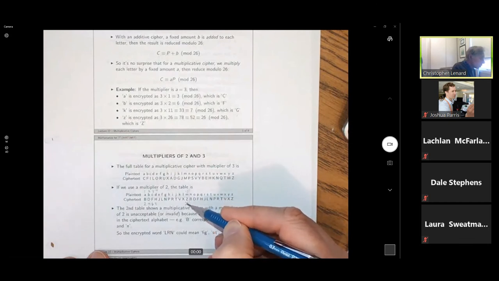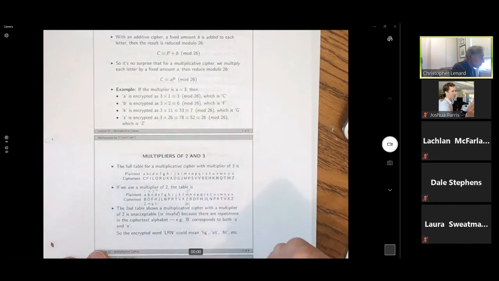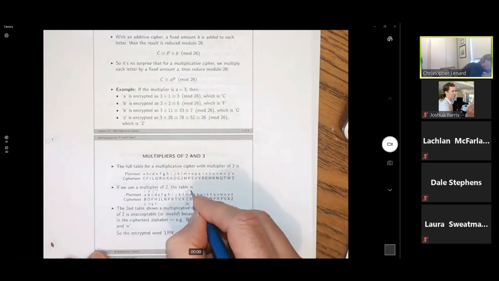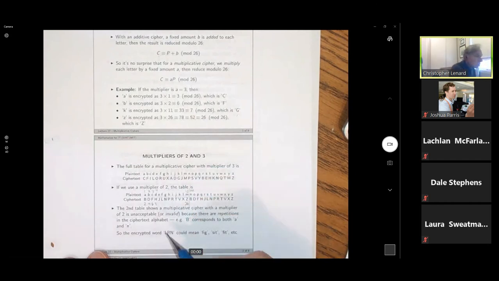Two times 13 is 26. The 26th letter is Z. So we haven't had to do any reduction. Now, the interesting thing happens here. What happens to 14? Okay, 2 times 14 is 28.